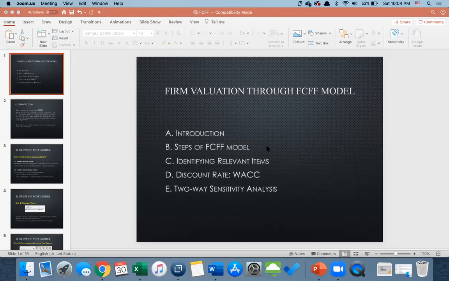Hello, everyone. In this part, we are going to talk about firm valuation through the FCFF model. We'll start from the introduction of FCFF. Then I'll talk about the steps of this model and identifying the relevant items. Then especially talk about the discount rate that we're using here, which is the WACC. Finally, I will explain how we conduct the two-way sensitivity analysis.